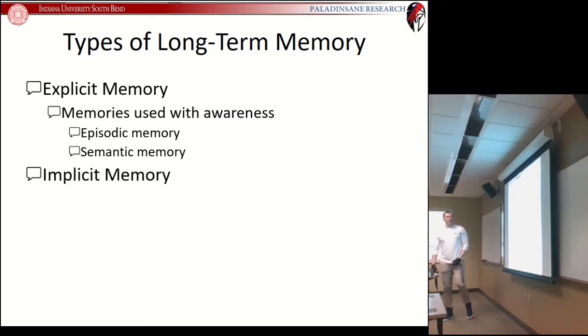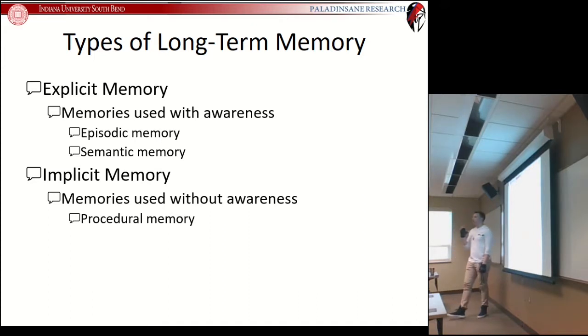The other major category in long-term memory is implicit memory. And implicit memory are memories that you use without awareness, memories that you clearly have, but you might not have explicit conscious knowledge of exactly how you do it. So one of the forms of implicit memory is procedural memory. How do we do things? How do we do the things that we can do, for example? So procedural memory would cover any skill that you've ever learned. So if you know how to throw a baseball, you clearly have memory for how to throw a baseball.